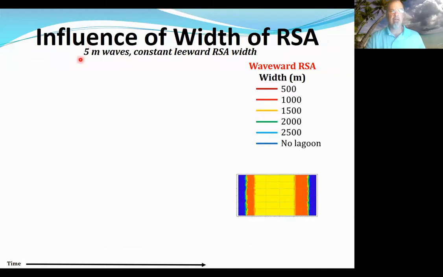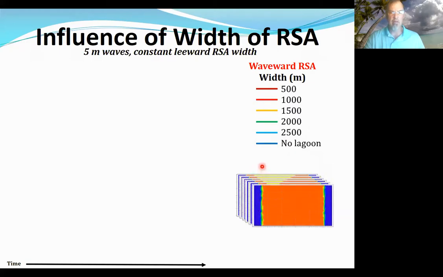So to get to the punchline here, we're walking through the difference of the influences of different variables. Let's consider the width of the reef sand apron and what influence that might have. To do that, we'll look at the largest scenario that I considered, waves of 5 meter significant wave height. We'll keep the leeward reef sand apron width constant. All we'll do is vary the width of the waveward reef sand apron in 500 meter increments. So it'll go from something that looks like this, which is everything we've looked at so far, and we'll widen till we have a completely filled lagoon.